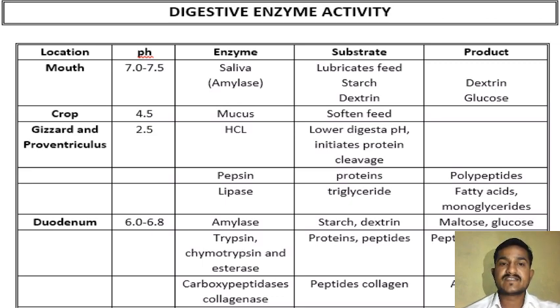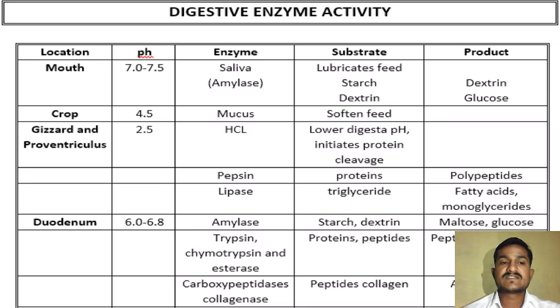First, you can see this table. There is the location, then the next column, the pH of the enzyme activity. The third column is the name of the enzyme. Column number 4 is the substrate on which the enzymes act. The last column shows the end product. Clear? The substrates are converted into what end product.